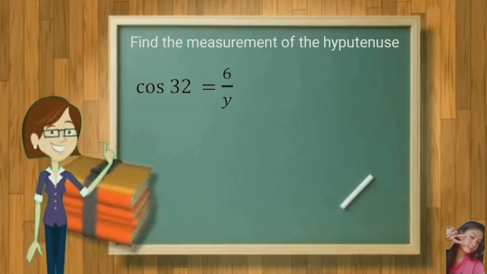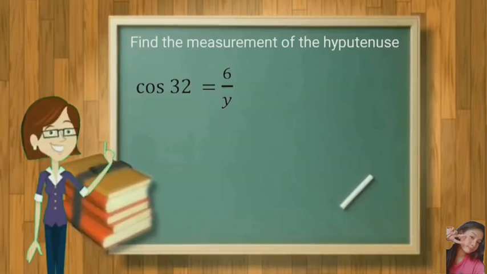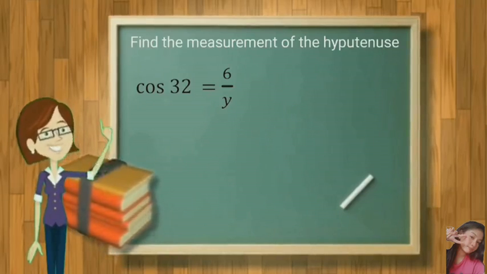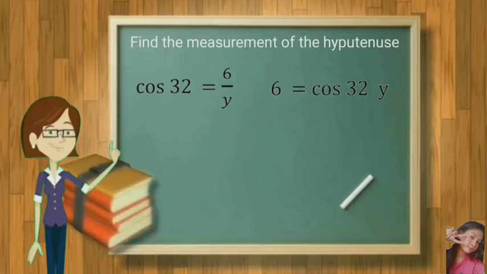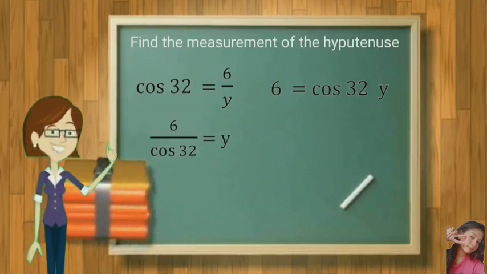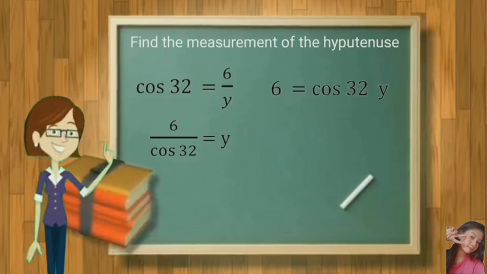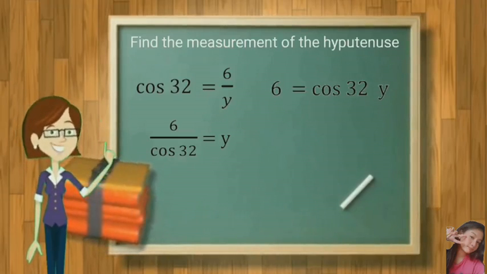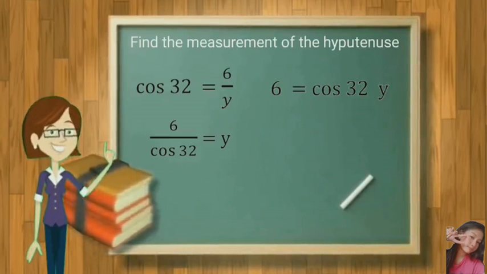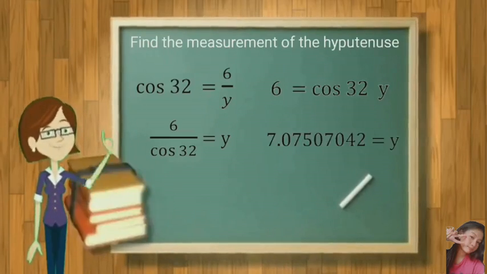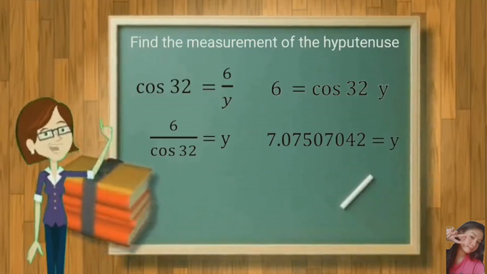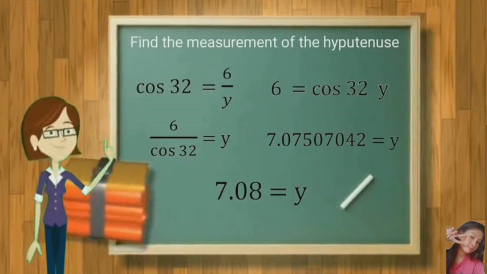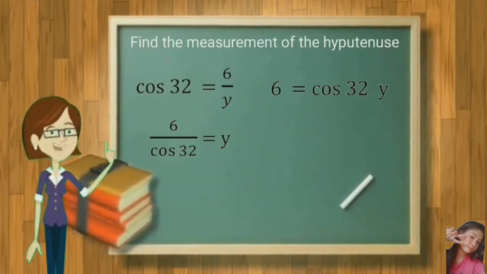Now we will cross multiply. So 6 equals cosine 32 times y. Next, we divide both sides by cosine 32. This gives the equation y equals 6 over cosine 32. Now get your calculator and solve for the value of y. So y is equal to 7.7507042. Rounded off, we get 7.7 as the value of y.